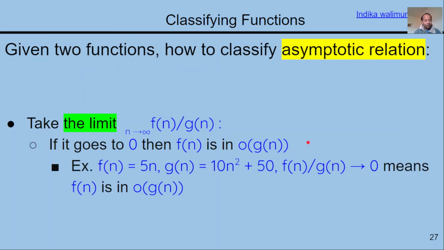Here's an example. Fn is 5n, Gn is 10 times n to the 2 plus 50. So Fn divided by Gn goes to 0. That means we can say Fn is in small o of Gn. So this is the way to determine easily the relationship between two functions, whether it's small o, small omega, or big theta.